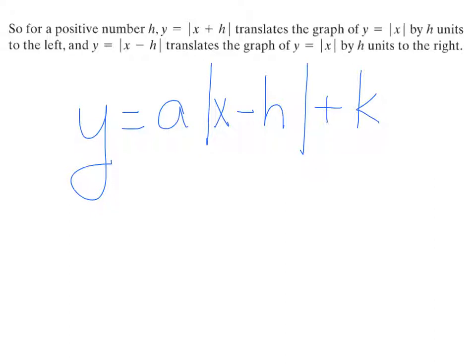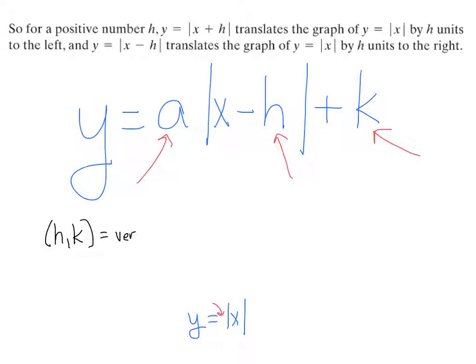Your parent function, remember, is just this. So you have 3 things here. You have an a value, which is the number in front. You have an h value. And you have a k value. Now your h and k value might get a little confusing, but we'll get to this later on. (h, k) is the vertex of your absolute value function.